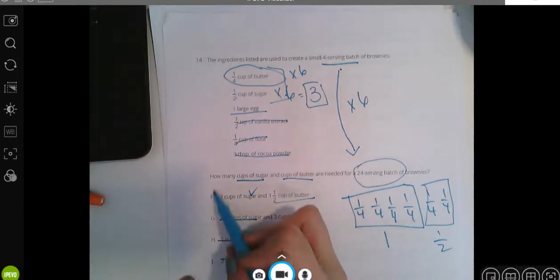4/4 makes a whole. 2/4 is a half. 1 whole and 1/2 cups of, oh, yep, right there.